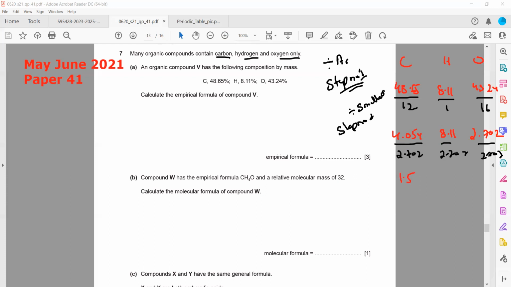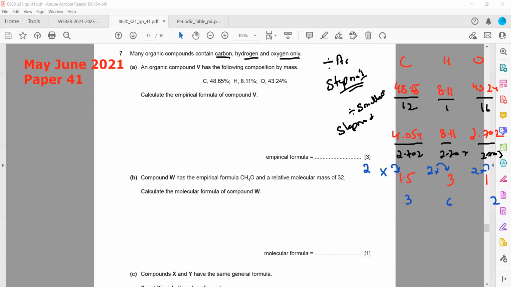Then 8.11 divided by 2.702 is 3. And this will be 1 because we are dividing by the same value. As I mentioned, if one of the values is like 1.5, 2.5, or 3.5, then what should be your last step? We multiply all of them by 2. So this will become 3, this will become 6, and this will become 2.